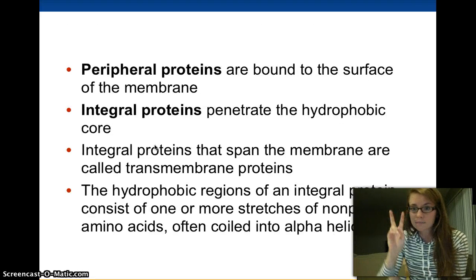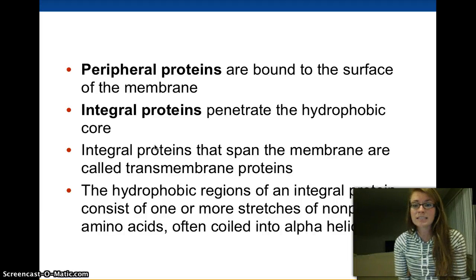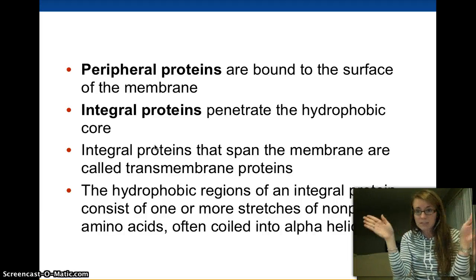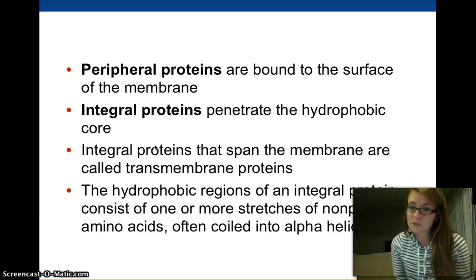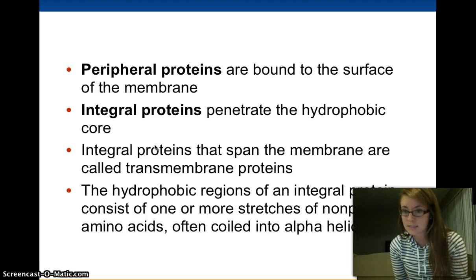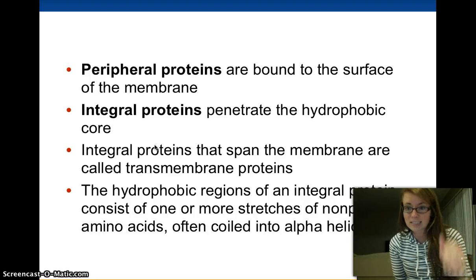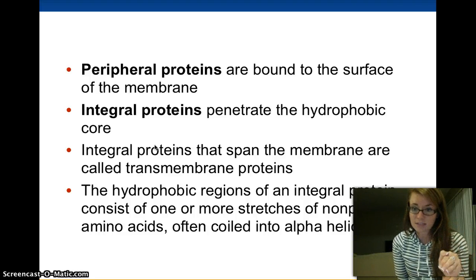There are two main kinds: peripheral and integral. If you think of peripheral as your side view vision, peripheral proteins are stuck on the outside of the cell membrane. They do not actually go inside the hydrophobic layer of the cell membrane.